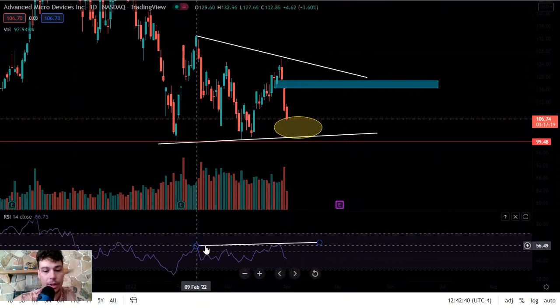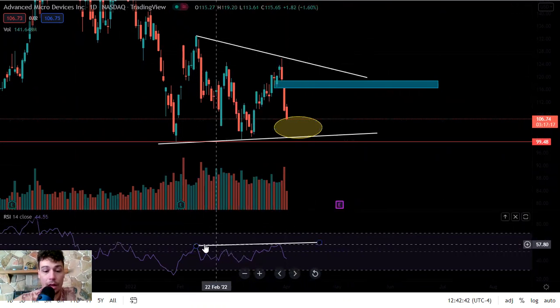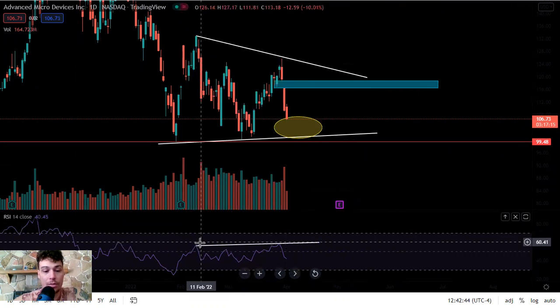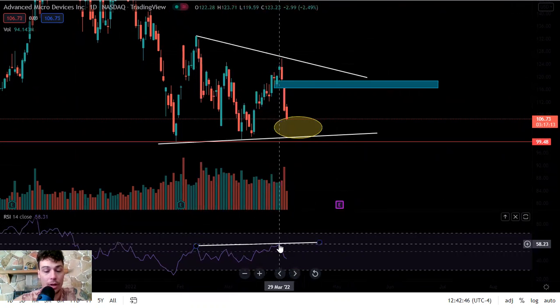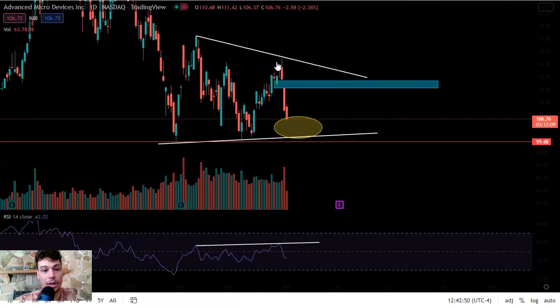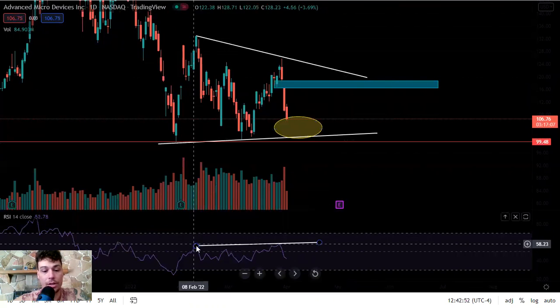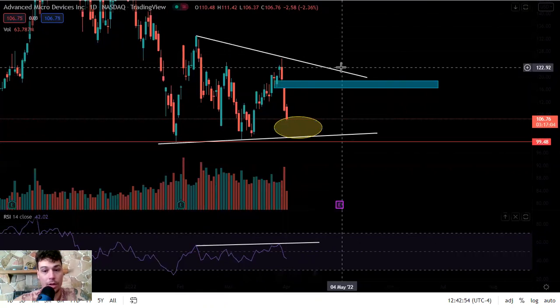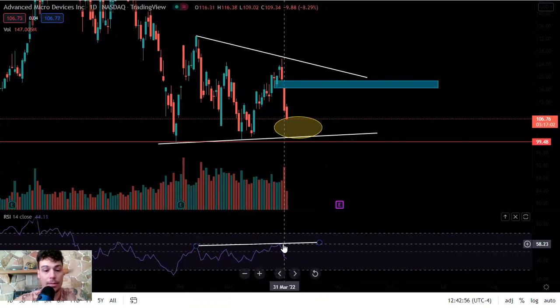On the RSI here, we do have a little bit of some nice bullish divergence. That is where we are making a higher high on the RSI, but the stock price is making a lower high. So here's our trend line going down, and here's our trend line going up. While this one is going down, this one is going up. That's what's known as a bullish divergence. It's a sign that there could be some bullishness in the future.